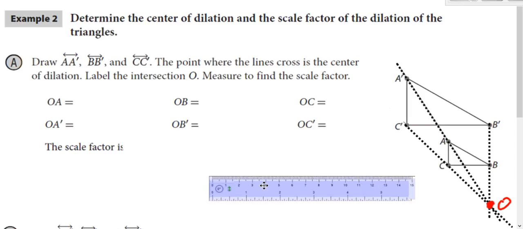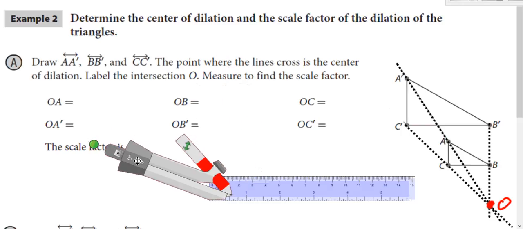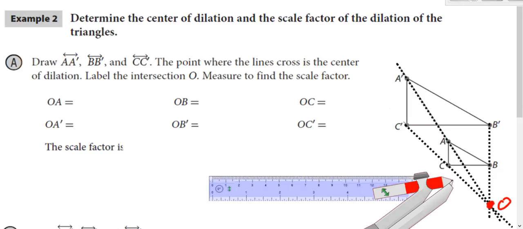So you would just take your ruler, measure the length of O to A, and then the length from O to A prime. Since my ruler doesn't want to work right, looking at it, I think it's got about a ratio of 2.